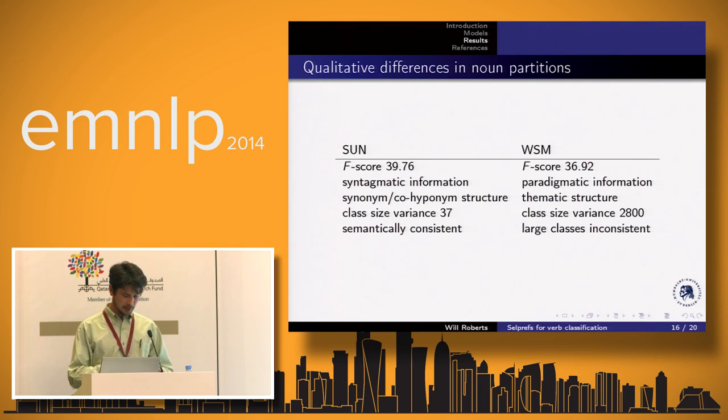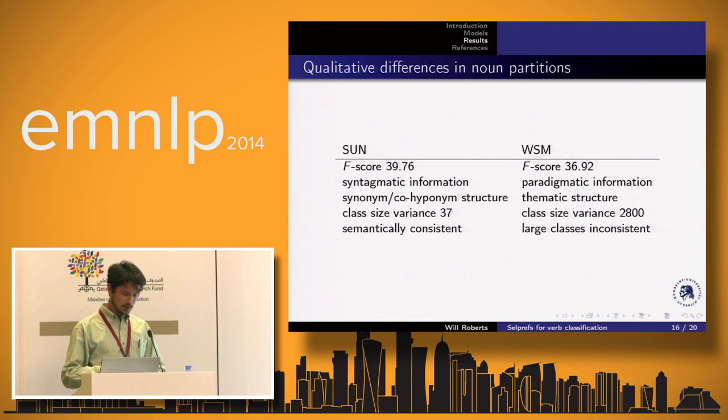And this goes some way towards explaining the next finding, which is that if you look at the classes that Sun induces, you find that they group together synonyms and cohyponyms. So because it's quite a fine-grained model, we get these small classes which are semantically quite consistent. In contrast, the word space model groups things together thematically. And the classes in the word space model can often conflate semantic roles. So you'll get nouns that denote professions, and they'll be classed together with nouns denoting locations where those professions are carried out. Okay? We think this is probably slightly unhelpful for selectional preference modeling.